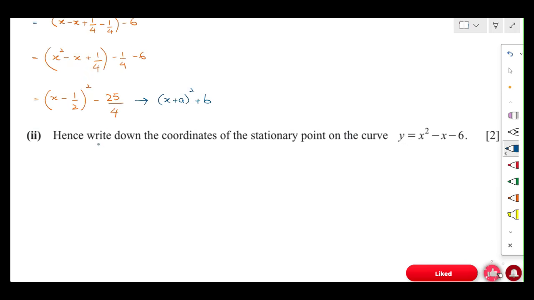Now for the second part, hence write down the coordinates of the stationary points on the curve y equals x squared minus x minus 6.